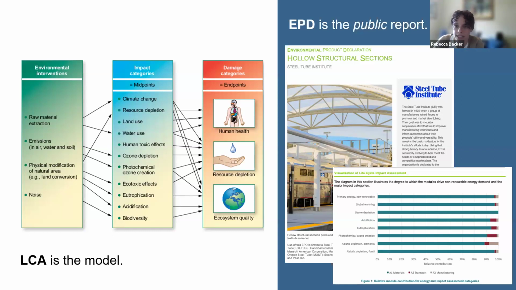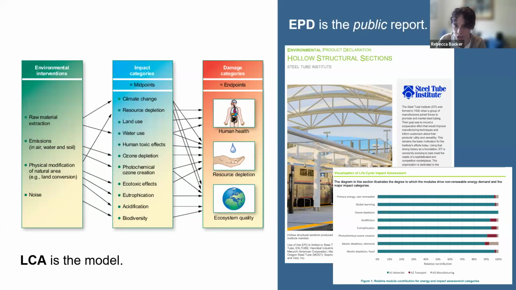The model then translates all of these inputs through different impact data sets. That's where you may have heard terms like TRACI or CML or ecoinvent. These are essentially data sets that take these impacts and translate them into different impact categories, things like climate change, resource depletion, water use, acidification, etc. And then those impacts are categorized under how they affect human health, resource depletion, and ecosystem quality.